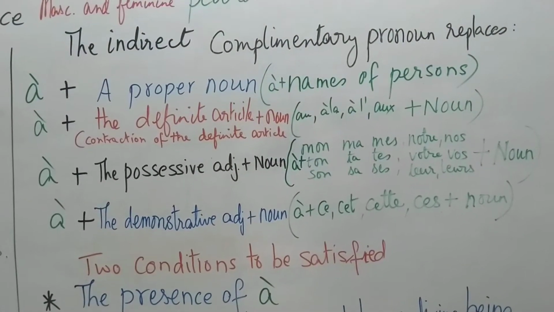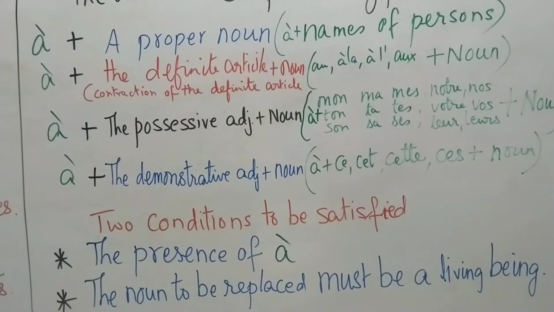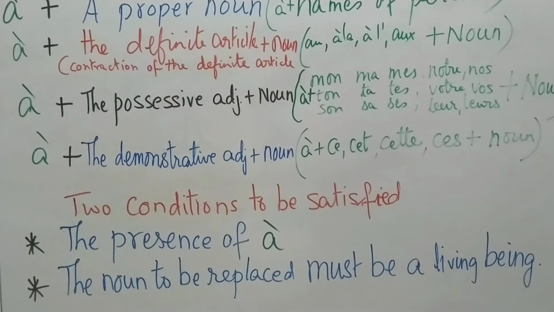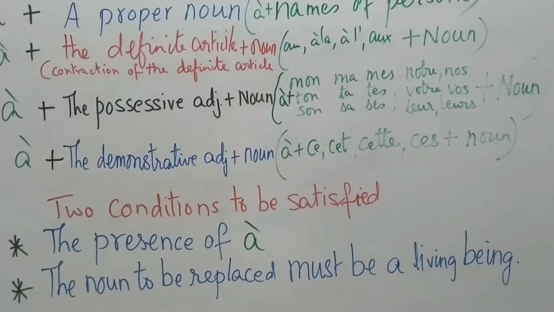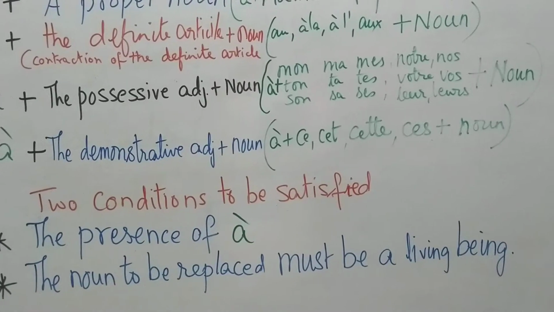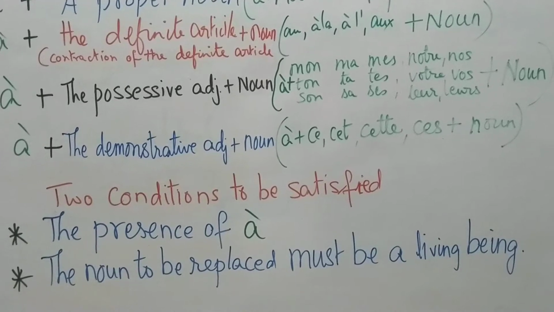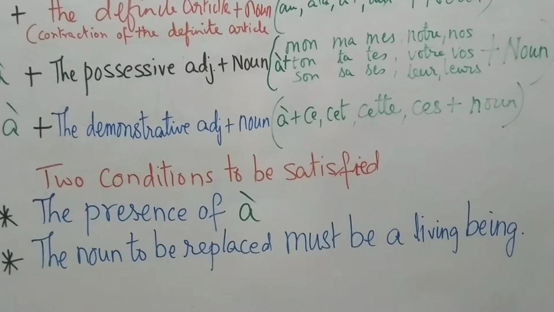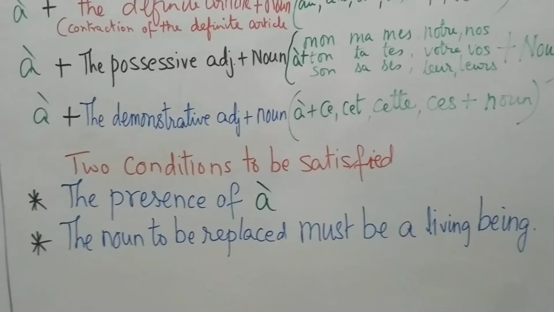And while replacing these nouns, two conditions have to be satisfied. One is the presence of à. That means à must always be present in the sentence. And secondly, the noun which has to be replaced has to be a living being. You cannot replace à plus non-living things by the indirect complementary pronoun. So, two conditions which have to be satisfied are, one, the presence of à before the noun to be replaced, and secondly, the noun which has to be replaced must be a living being only.